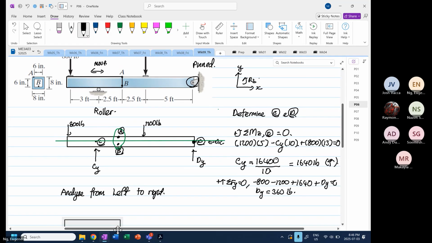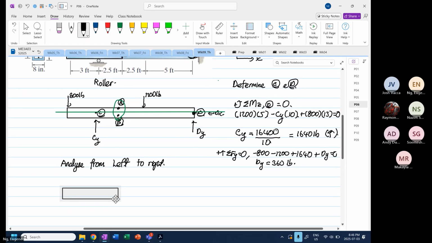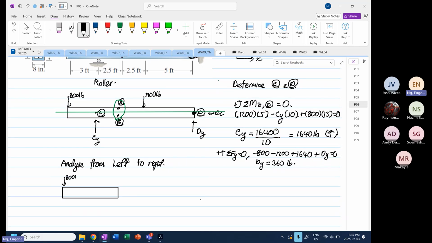Okay. So down here, we know that we have 800 pounds. And then we have a CY. Our CY is 1640. And then over here, we're going to assume moment AB, not member, moment AB.